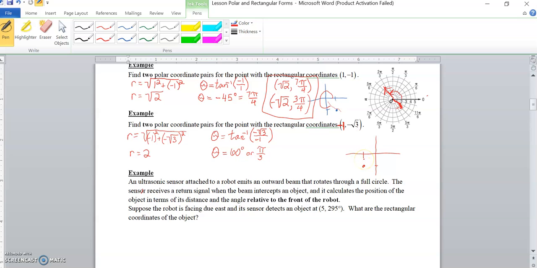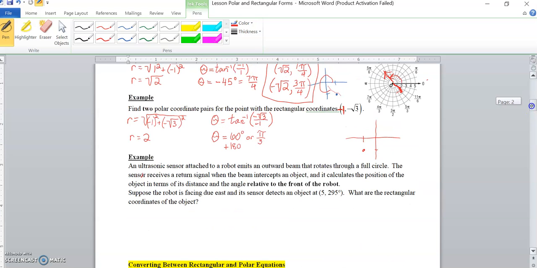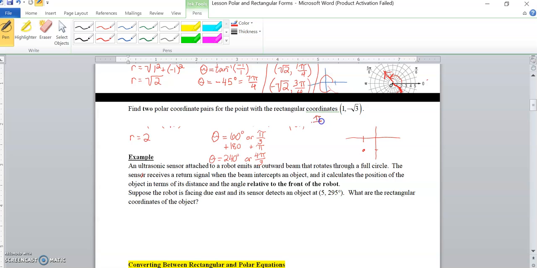So what we need to do is say that reference angle is 60 degrees. So what we can do is just add either 180, if we're down here, or add pi. I'm not sure what happened to all my work. Again, I don't know if you're seeing this in the recording. So theta actually needs to be 240 degrees or 4 pi over 3. Okay, so one point would be radius 2 and 4 pi over 3.